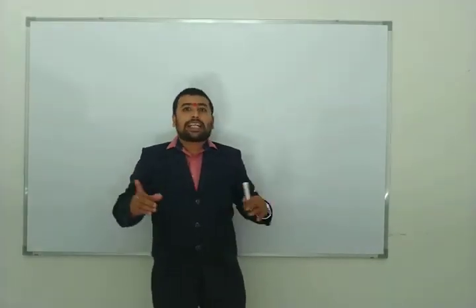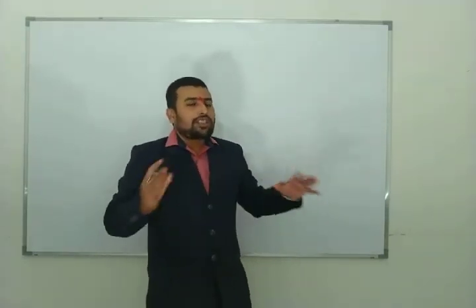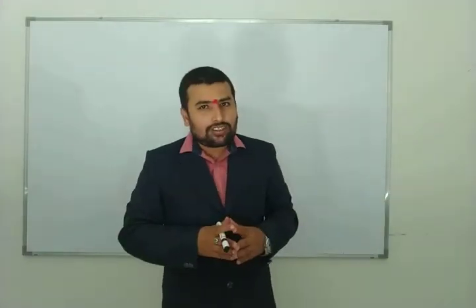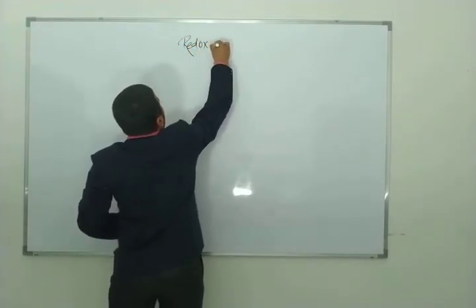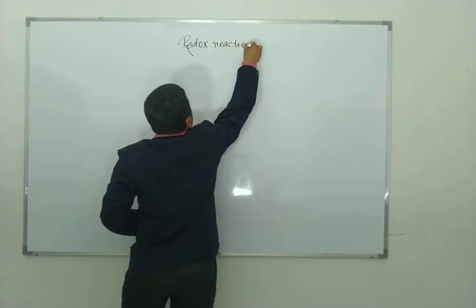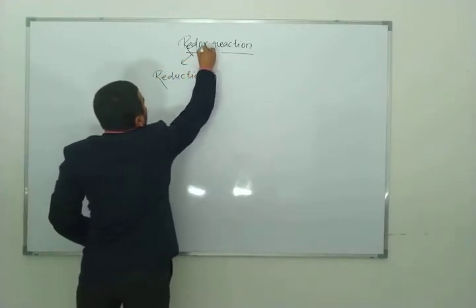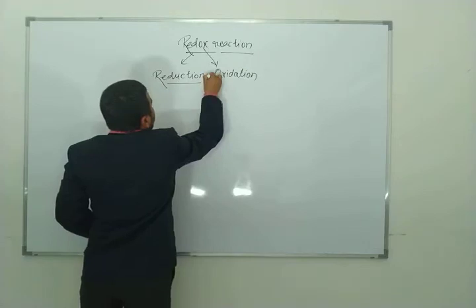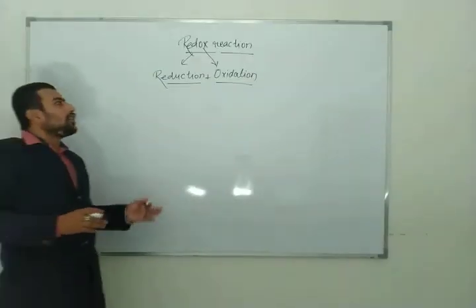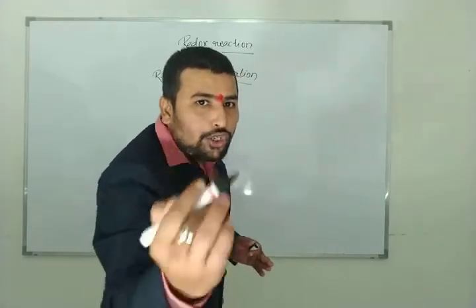Just let me show you how in the 10th standard you learned about that reaction, that it was a redox reaction. First of all, let me tell you what a redox reaction is. In the word redox, RED stands for reduction and OX stands for oxidation. A reaction in which reduction and oxidation both are present, that type of chemical reaction is known as a redox reaction.